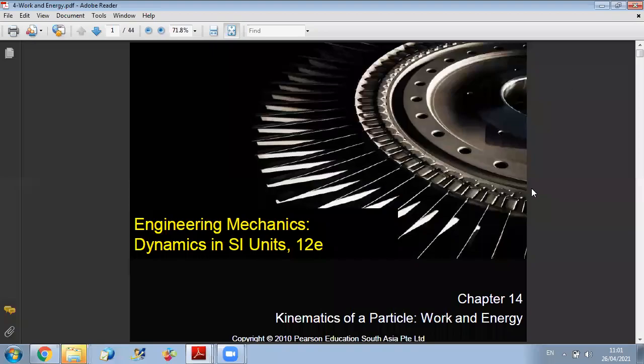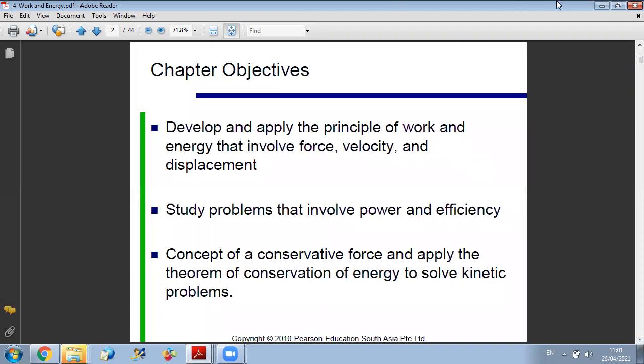Okay, so we will start today a new chapter, which is the chapter of work and energy. In this chapter, we will develop and apply the principle of work and energy, where this principle will relate force, velocity, and displacement. In addition, we will consider problems involving power and efficiency, and we will introduce the concept of a conservative force and apply the theorem of conservation of energy to solve some problems.